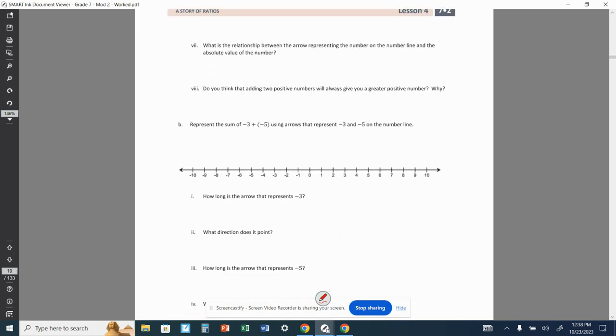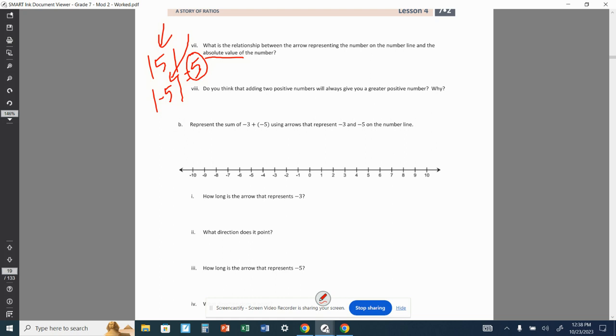What is the relationship between the arrow representing the number on the number line and the absolute value of the number? All right. So absolute value, in this case, remember, the absolute value of 5 and the absolute value of negative 5. The answer is 5 for both of them. Absolute value simply means tell me the amount away from 0. I don't care if it's positive or negative. You're just going to give me that answer as how far away it is from 0. You don't need to tell me direction. You don't need to tell me positive, negative. You need to just tell me how far from 0.